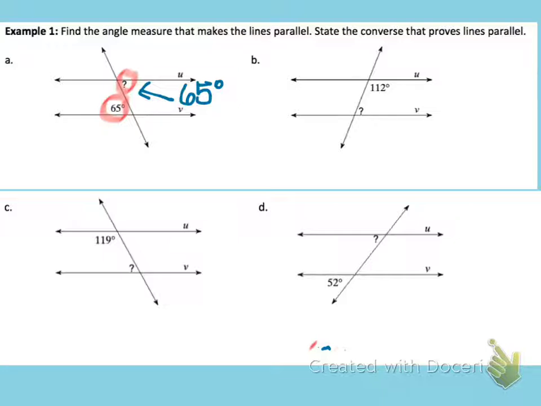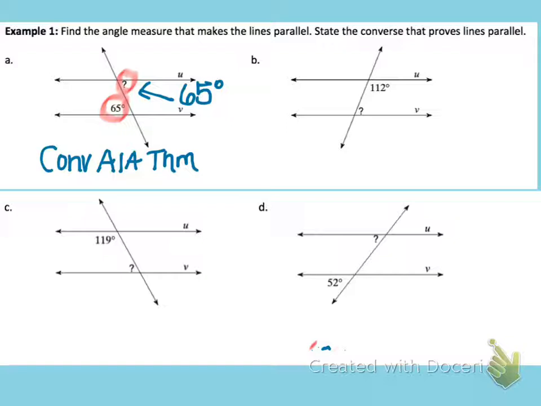That's the converse of the AIA theorem. So if we can prove that these two alternate interior angles are equal in measure, then we can say that the lines are parallel by the converse of the AIA theorem.